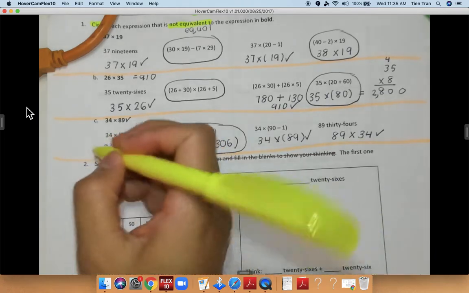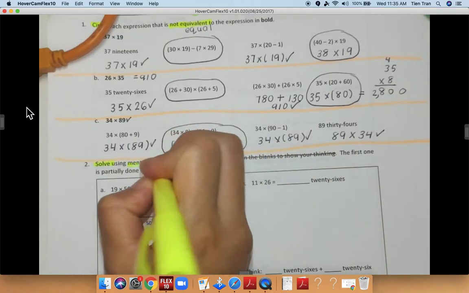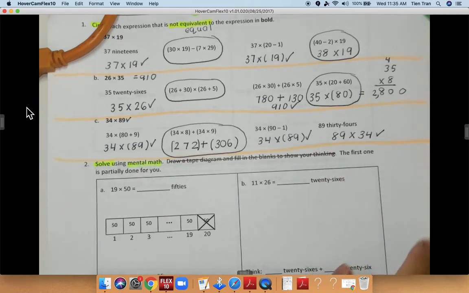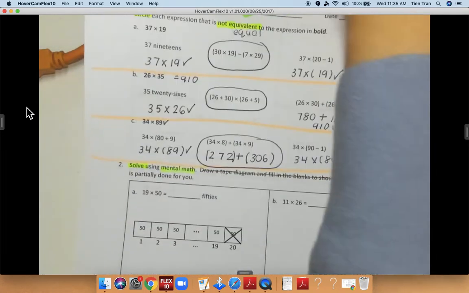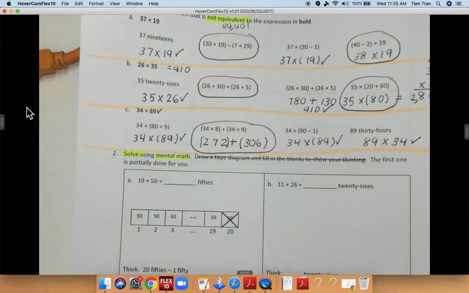Now for problem 2, they asked me to solve using mental math. We're not going to be drawing a tape diagram, but they asked you to do the first one to make sure to solve for all of them. So that's what I'm going to do. I'm going to make sure to solve for all of them.